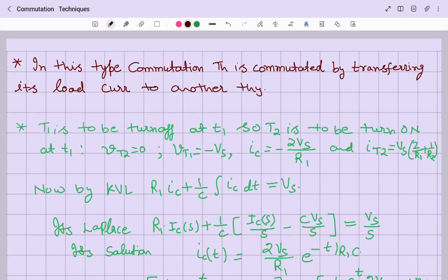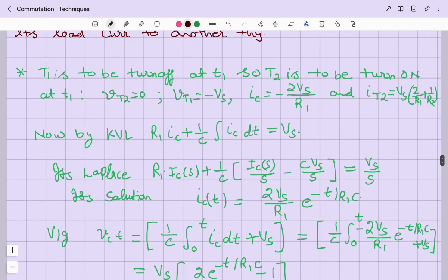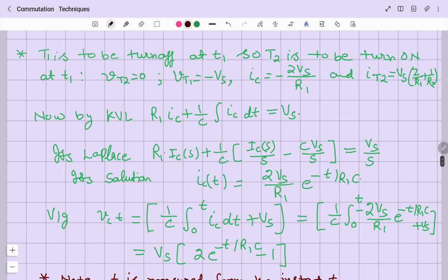So in this type of commutation, a thyristor is commutated by transferring its load current to another thyristor. Now T1 would be turned off at t1, so T2 is to be turned on at t1. The moment thyristor T2 is on, the voltage across it is 0. VT1 is minus Vs, as the capacitor is charged up to minus Vs. So IC is equal to 2 Vs by R1, and IT2 is equal to Vs upon 2 R1 plus 2 Vs upon R2, as I told you.